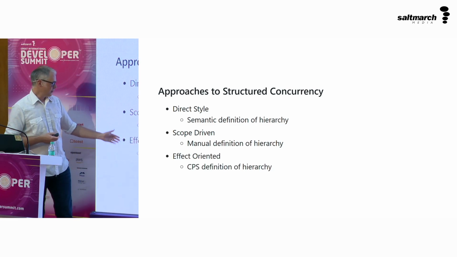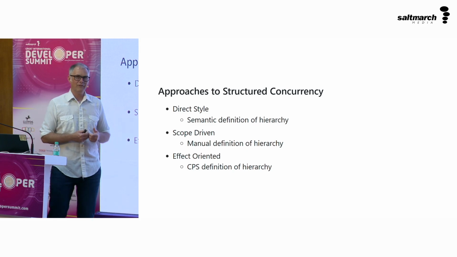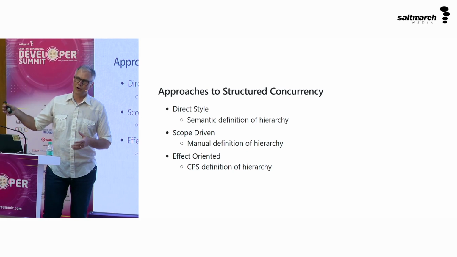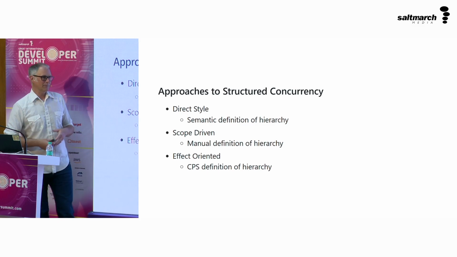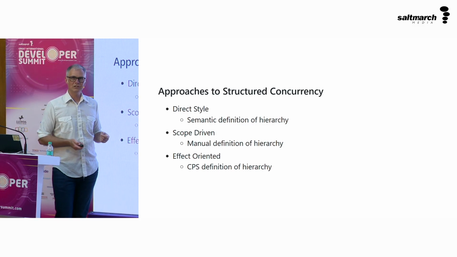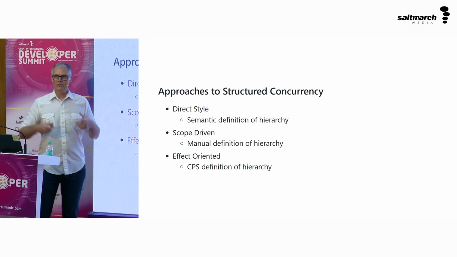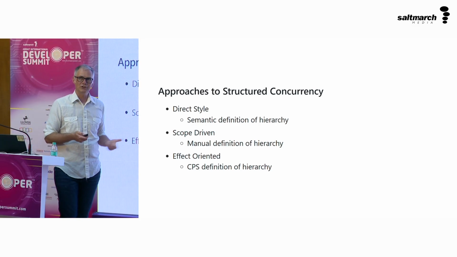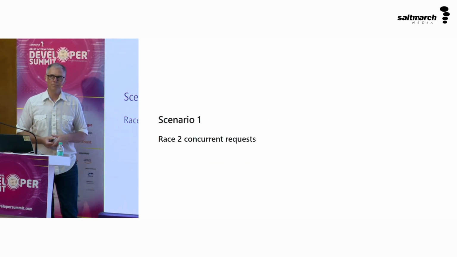And then the third option is called effect-oriented, and these use effect systems. I've got a whole other talk tomorrow about effect systems where I'll dive deeper into what they are, but we'll see some of the code for effects and different approaches to that as we go through today. So those are our three broad categories of approaches to structured concurrency. But let's dive into some of the code.